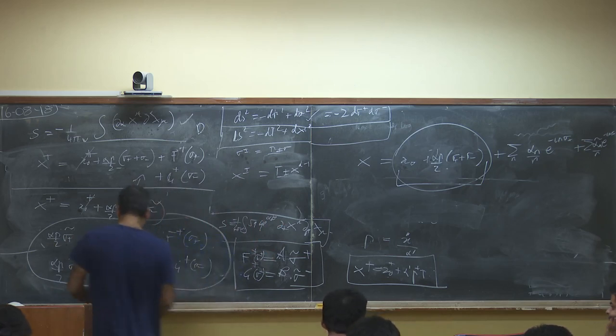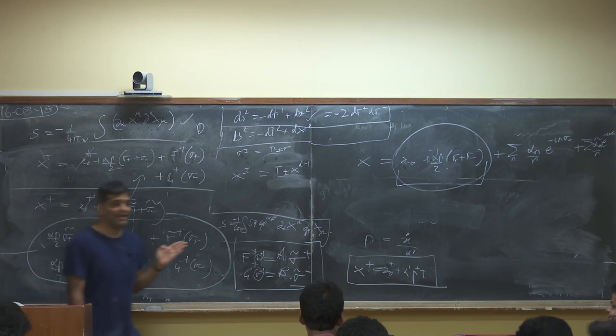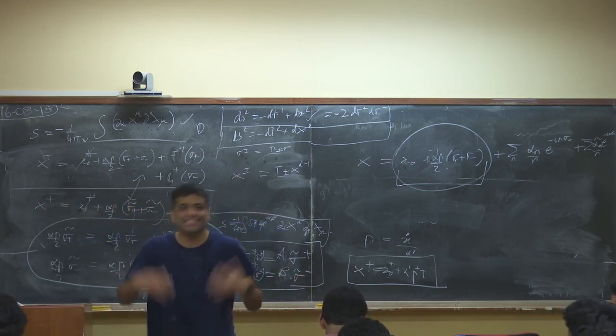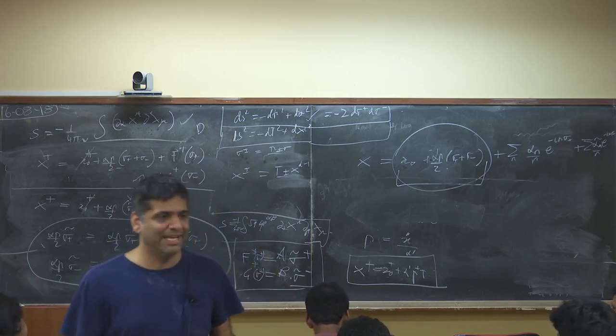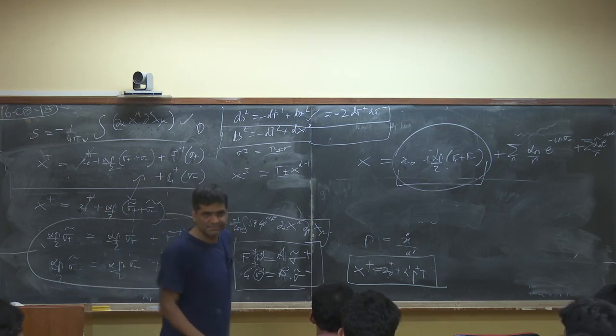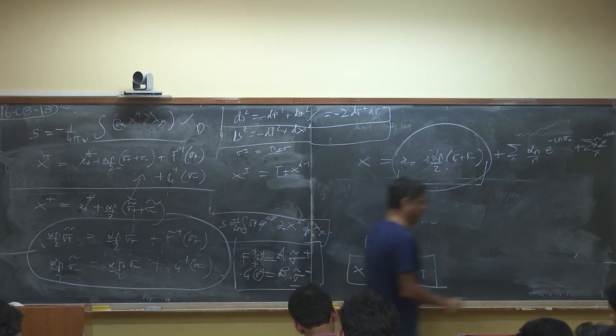Okay, great. So this has made totally clear that our gauge freedom was enough to get rid of one coordinate, at least the oscillator part of one coordinate, because we just killed everything oscillator-like in x plus. Is this clear? Okay, so let's move on.